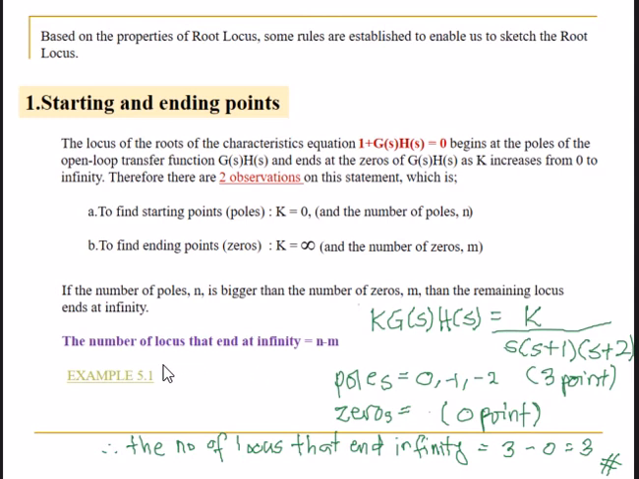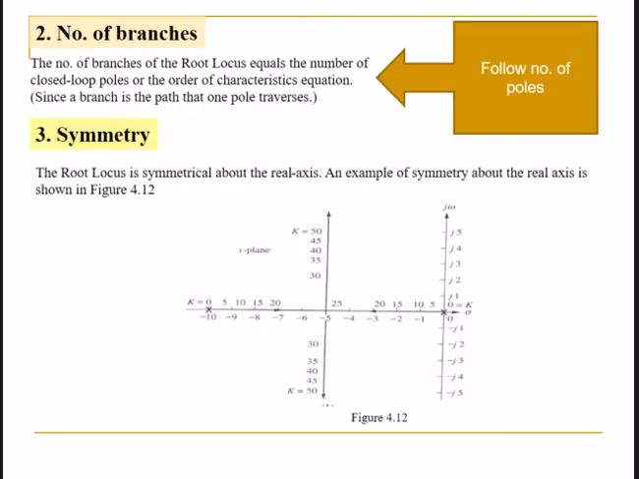Now we need to calculate the number of locus that end at infinity by using this equation. To get the number of locus that end at infinity, we have 3 poles minus number of zeros, so we have 3 minus 0. So we have 3 here. 3 ni maksudnya the number of locus that end at infinity. Okay, so step yang seterusnya, we need to calculate the number of branches.